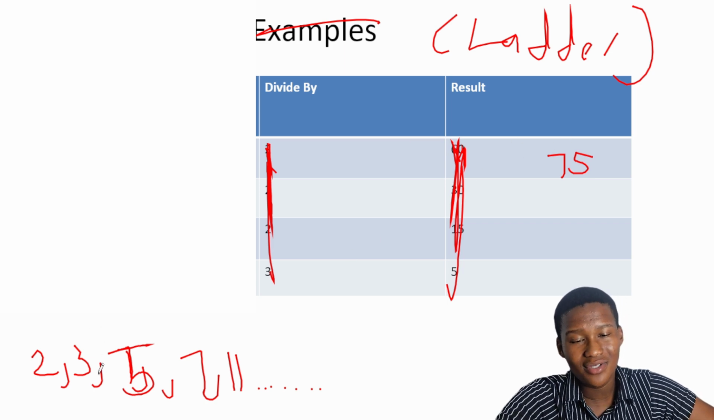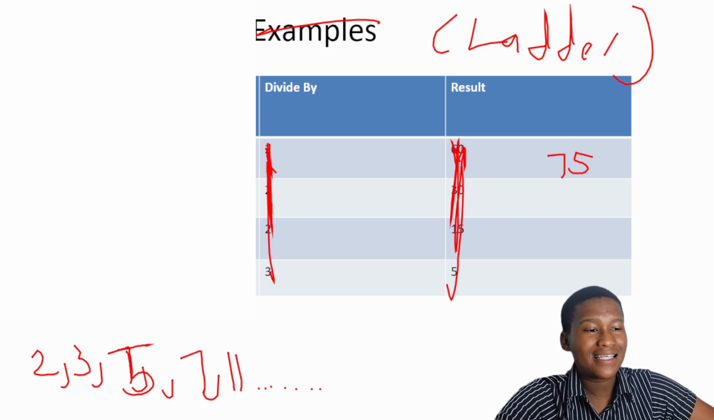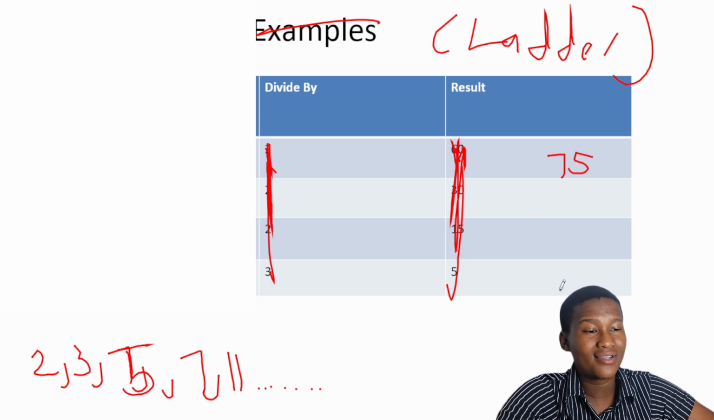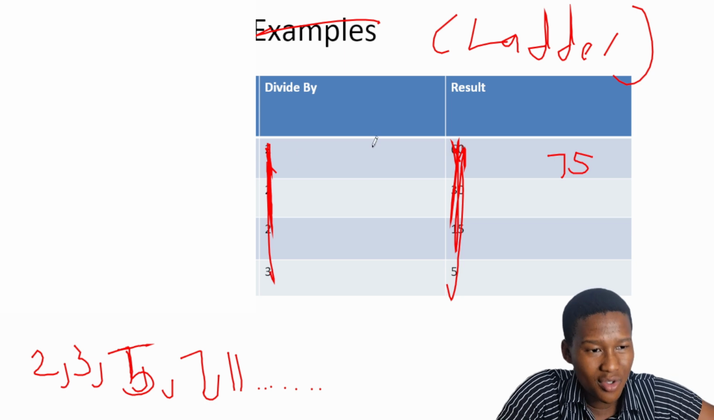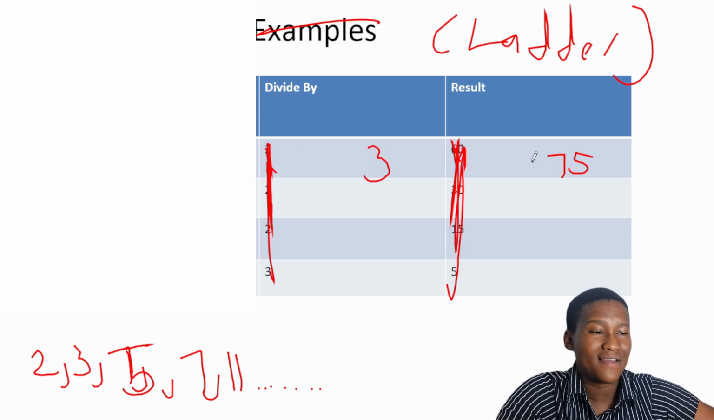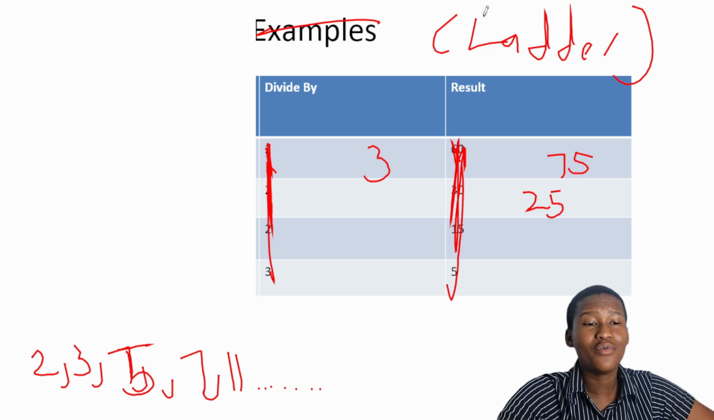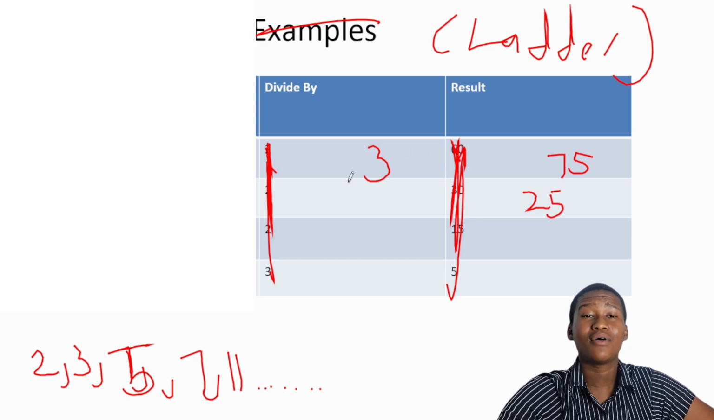So we go to the next one, which is 3. Can 3 get into 75 without leaving a remainder? Yes, it can. So we write 3 here and do 75 divided by 3, which is 25. Then we check. As you know, when we use this method, we always start with the smallest prime number.